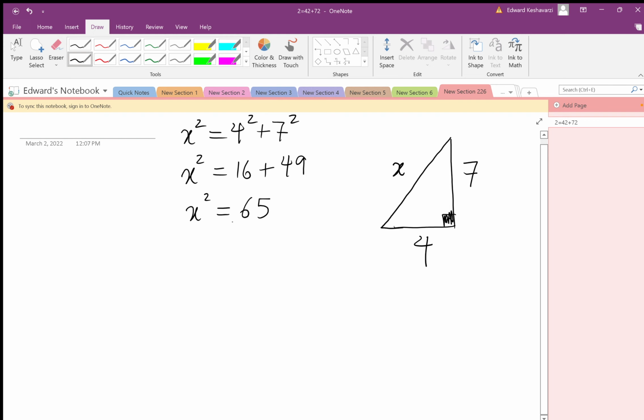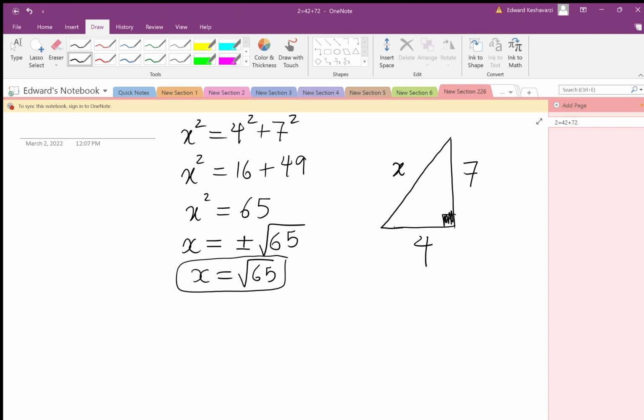But 65 obviously is not a perfect square. However, the rule applies. So x becomes positive and negative square root of 65. And since x can't be negative, the only answer would be x equals square root of 65. And this is the length of the hypotenuse. If you want to know roughly how big the hypotenuse is, you can use your calculator. And obviously square root of 64 is 8, so it's a little bit higher than 8.